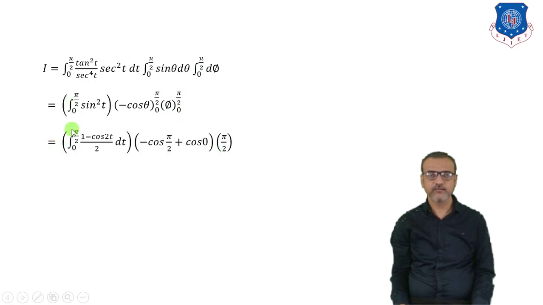Now this is equals to integration from 0 to pi by 2 sin square t, that is nothing but 1 minus cos 2t by 2 dt, and for upper limit pi by 2 it is minus cos pi by 2, then after minus sign, but already we have minus sign over here, so it will become plus, replacing theta by 0, so we have cos 0. Now for this term replacing phi by pi by 2, so it is pi by 2, and then replacing phi by 0, so minus 0, and no need to write down 0.